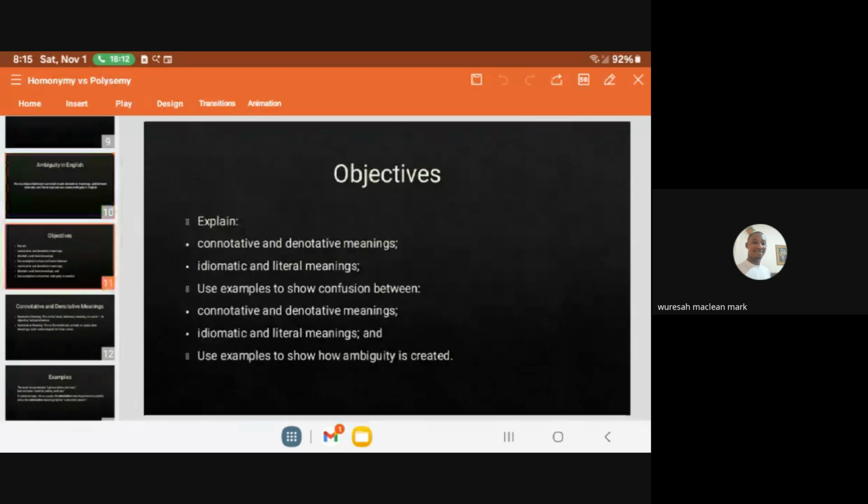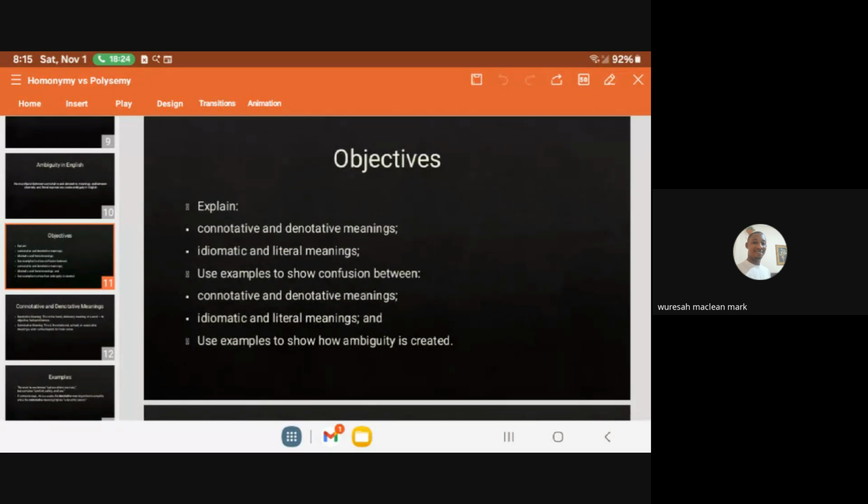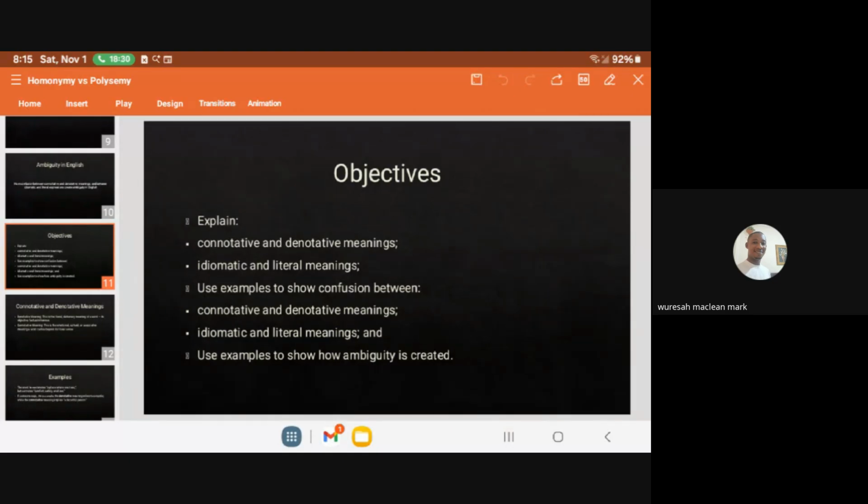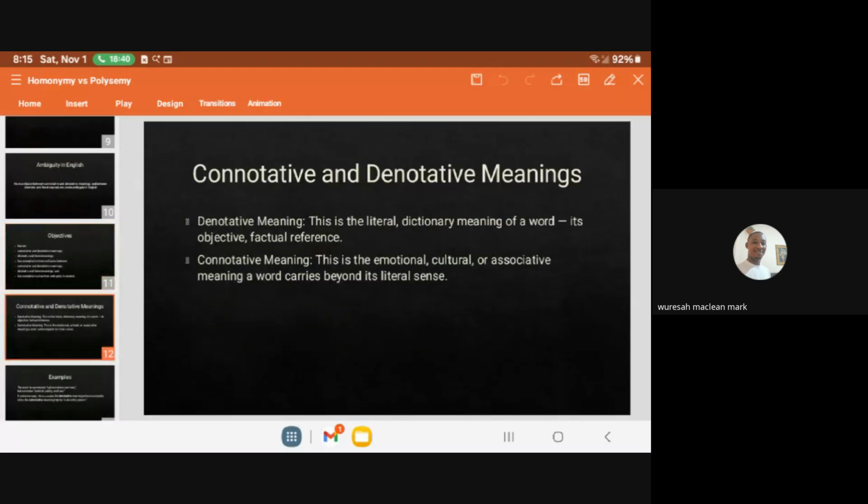Objectives will be to explain connotative and denotative meanings, as well as idiomatic and literal meanings. Then also to use examples to show confusion between connotative and denotative meanings, as well as idiomatic and literal meanings. And then finally, use examples also to show how ambiguity is created. So I move on to the next slide. So connotative and denotative meanings. I've paired them together so we can see the differences and how the confusion comes about.